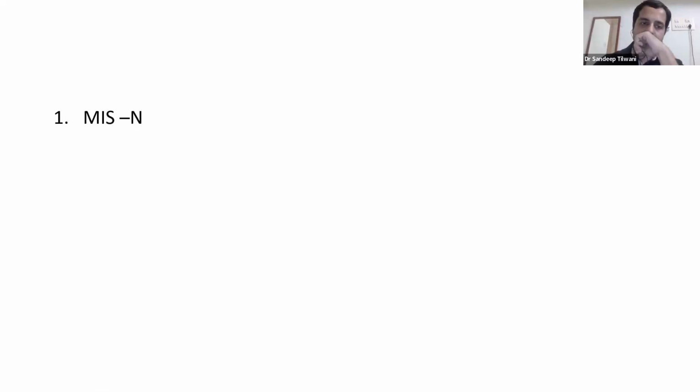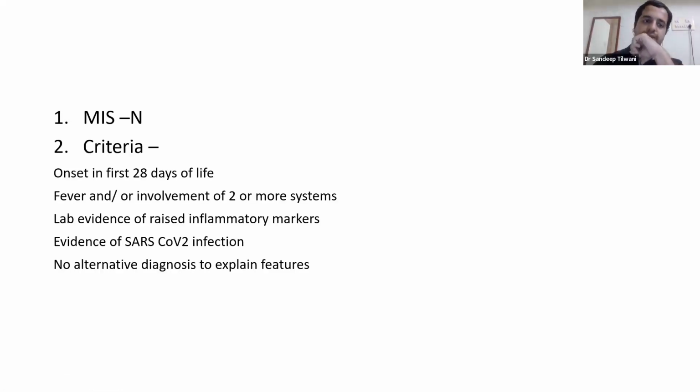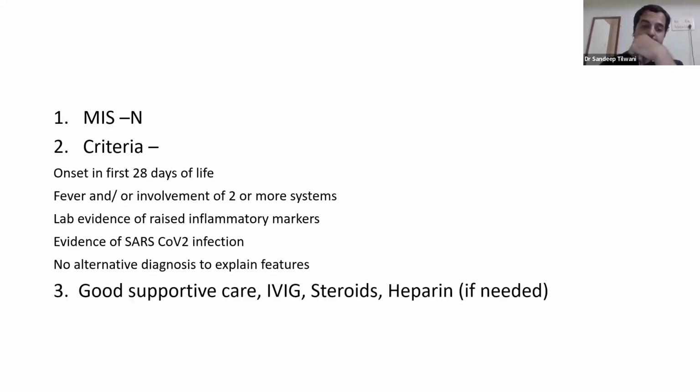Yeah, so the right answer is, as you all said, it is MIS, that is multi-system inflammatory syndrome. The criteria is onset within the first 28 days of life. Either there is fever or involvement of two or more systems. There is lab evidence of raised inflammatory markers, evidence of COVID-19 infection in the form of raised IgG antibodies and a negative antigen test, which rules out an active infection. And there is no other alternative diagnosis to explain the features we are seeing.